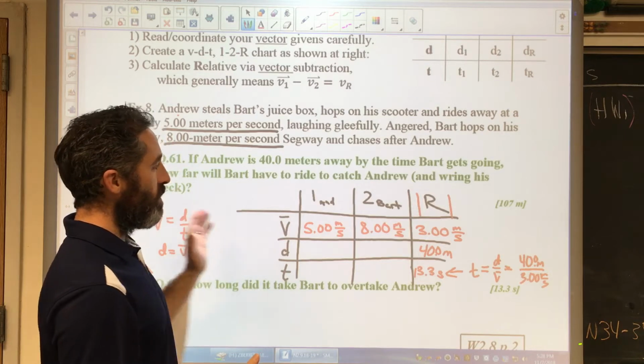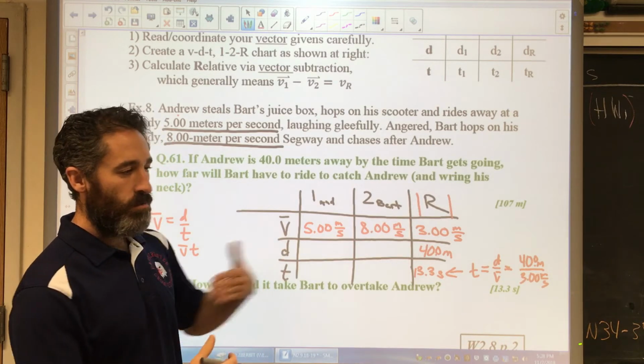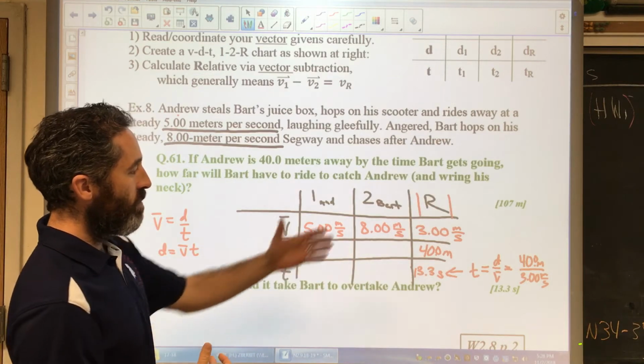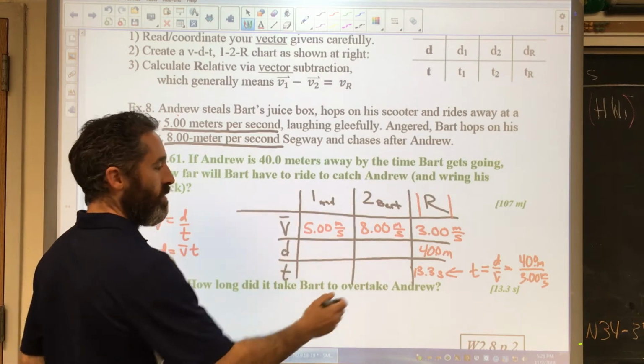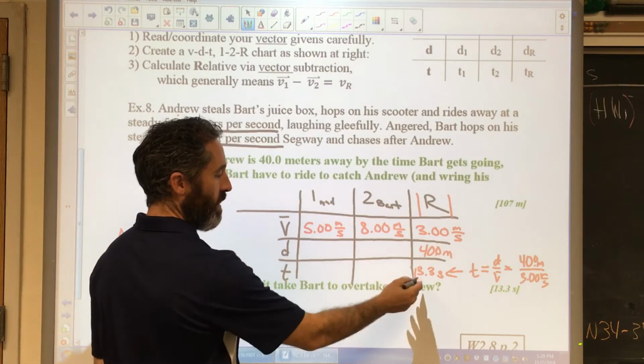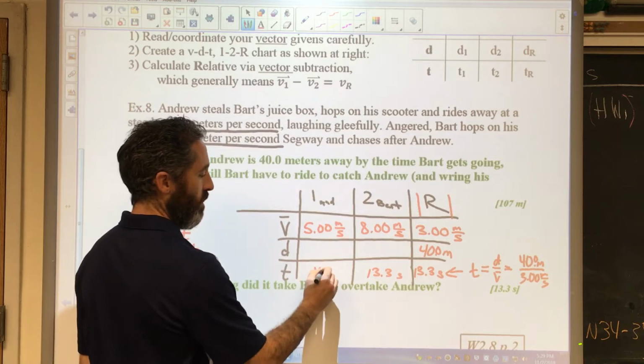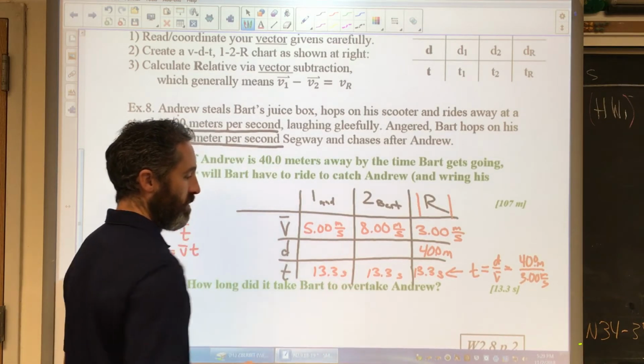The problem doesn't start when Andrew takes off. The problem really starts as soon as Bart starts chasing him. Now, we're going to be going after each other. We have relative motion. What's going on? So that 13.3 is actually the time that applies to all cases. 13.3 seconds, 13.3 seconds. Okay?